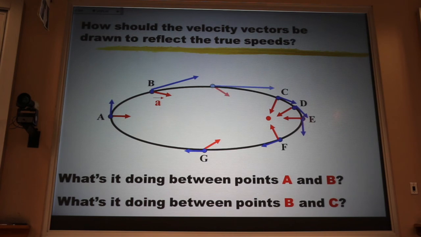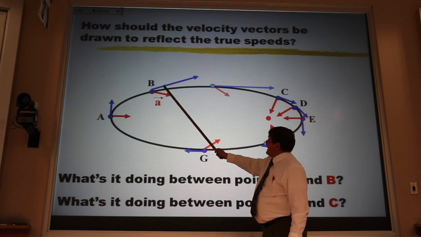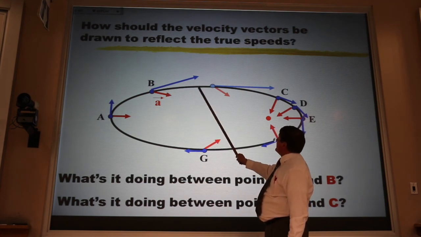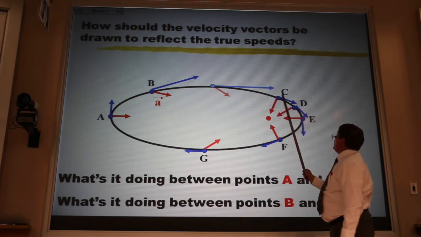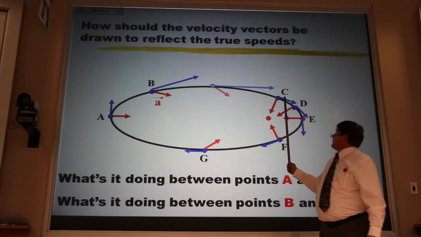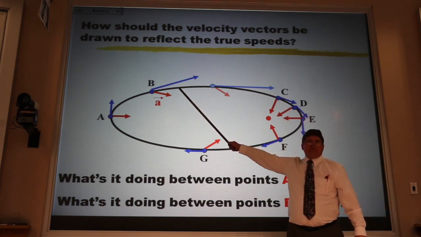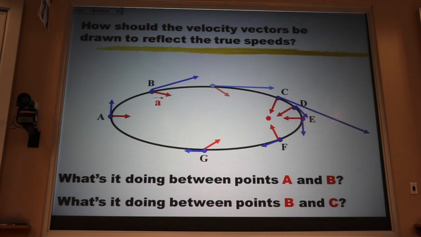Any point that I choose between B and C has an angle between those vectors less than 90 degrees. That means speeding up. So if it's going 100 miles an hour here, and it's speeding up, speeding up, speeding up, oh, right there I take my foot off the gas. Is my vector here going to be longer than B or the same as B? Longer. That's going to be the longest vector right there.